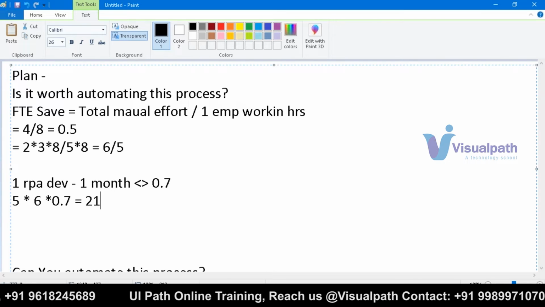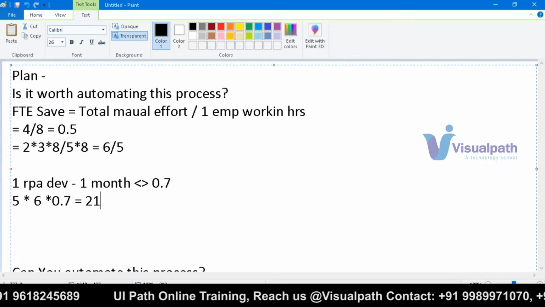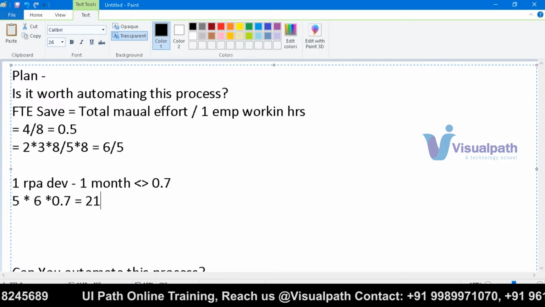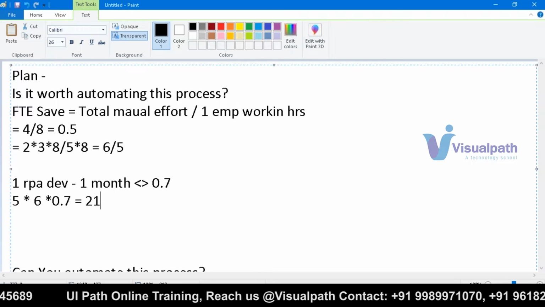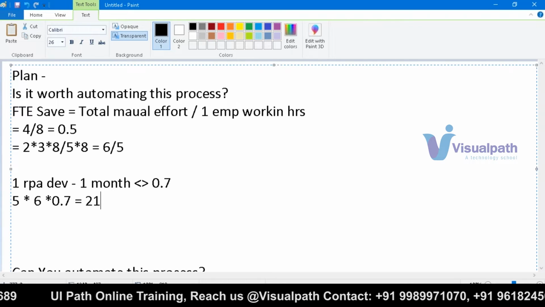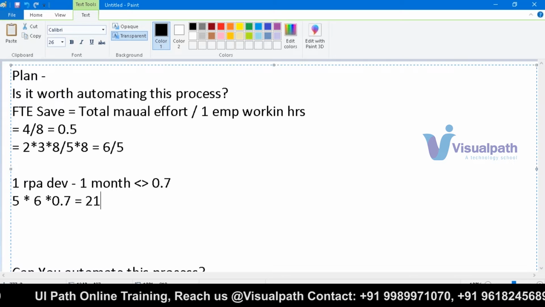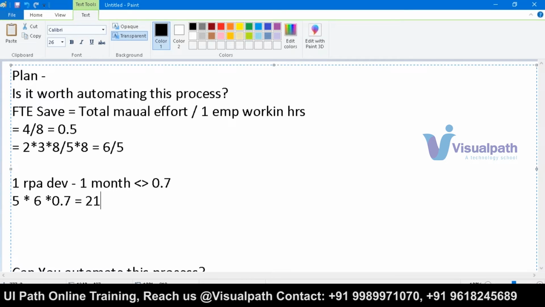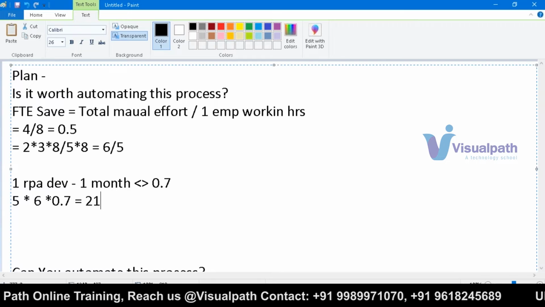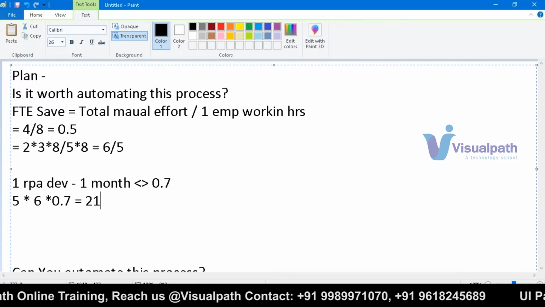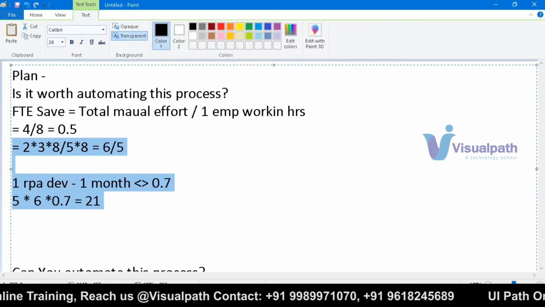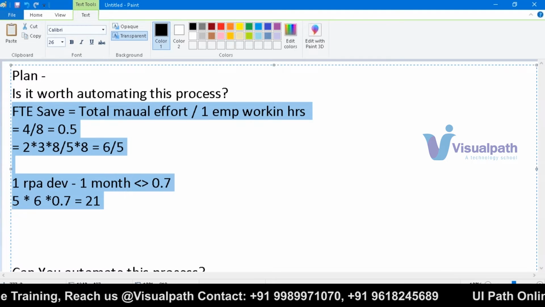So this is how you will be able to calculate. First, you need to calculate the FTE saves. Next, you need to calculate the total development effort for automating it. And next, you will see whether the numbers are matching, whether there is actually a profit involved. Even though you are able to save something by automating it, you are investing some amount in RPA development. That's the reason you need to see the profit or ROI, return on investment, for this process.